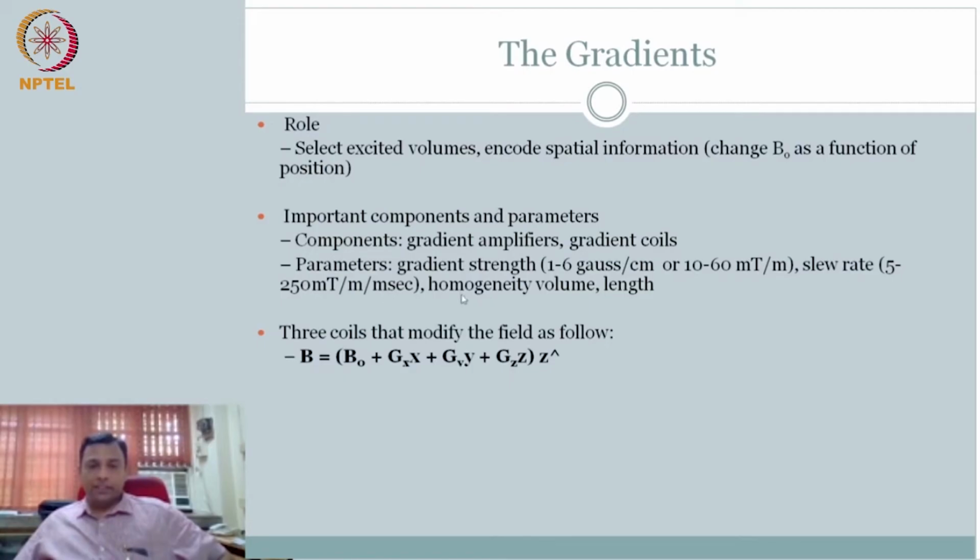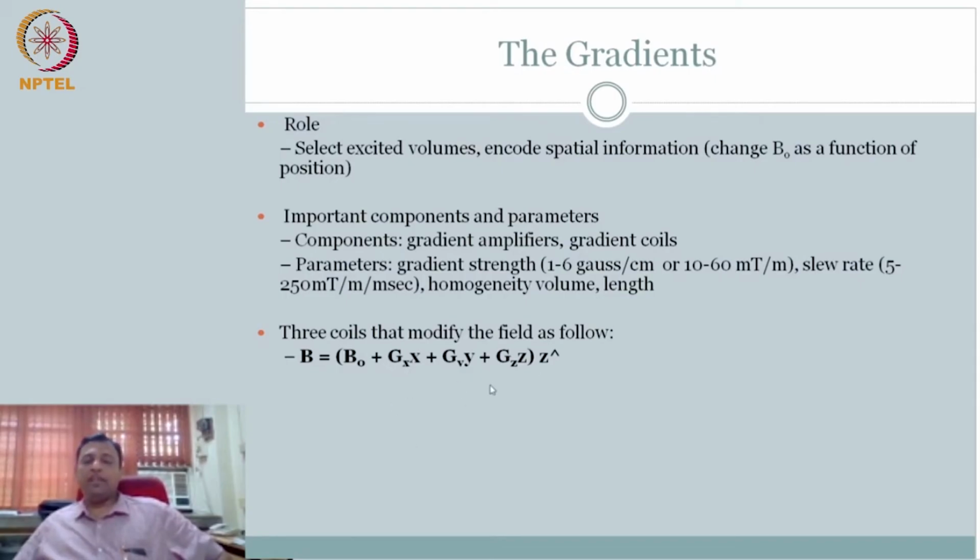So your coil essentially changes this here. B is always in the Z direction, and we are always interested in the Z direction, but it is slightly changed based on the gradient properties. So we have gradient strength: Gx, Gy, Gz.